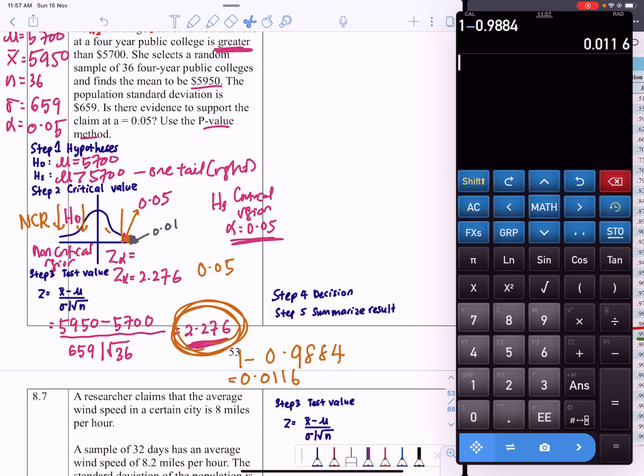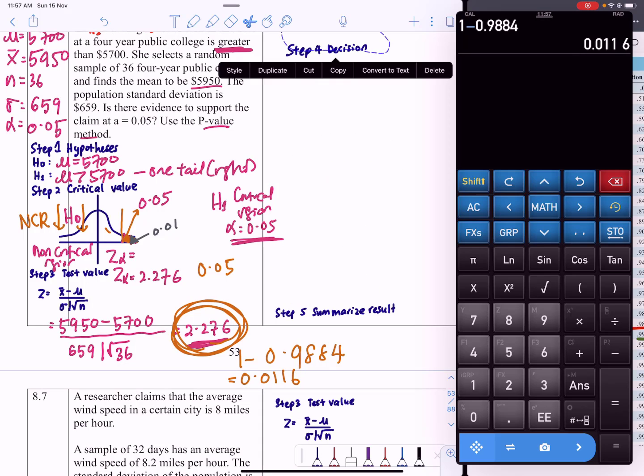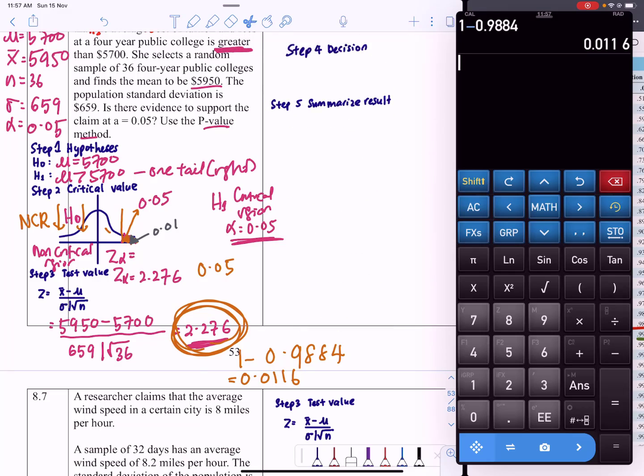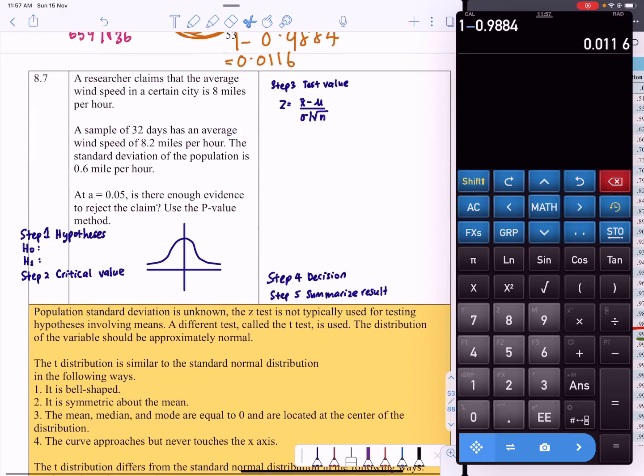So we have step 4 and also step 5. You need to write step 4 and step 5. Next is 8.7. Do I need to do it for you, or can you try it by yourself? Try it, and if you cannot, we repeat it in class. Once, twice, three times, no problem, but you must request it. If you do not request, I will assume that you understand.